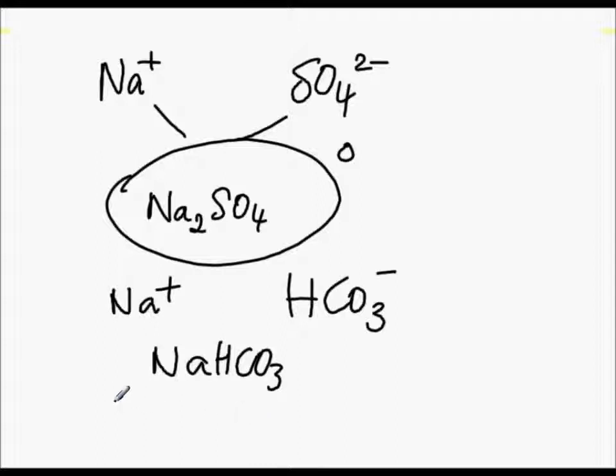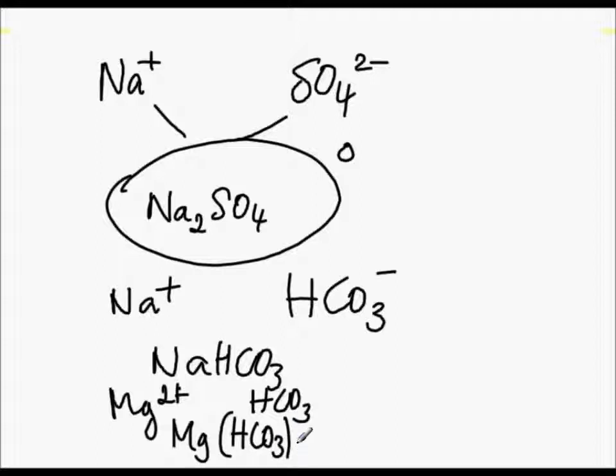Or if you've got magnesium, then you've got 2+ charges here, and if you use hydrogen carbonate, again you just use 2 of the hydrogen carbonates to cancel that out, and that correspondingly makes Mg(HCO3)2. So that would be magnesium hydrogen carbonate.